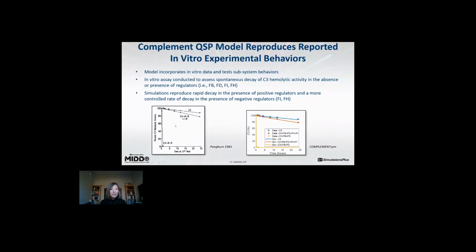And so we can set up the same sort of experimental conditions in the model and reproduce those behaviors, which then gives you the confidence that you are, in fact, putting things together in a way that is consistent with in vitro data as well. And then beyond that, we want to actually be able to compare with in vivo data.